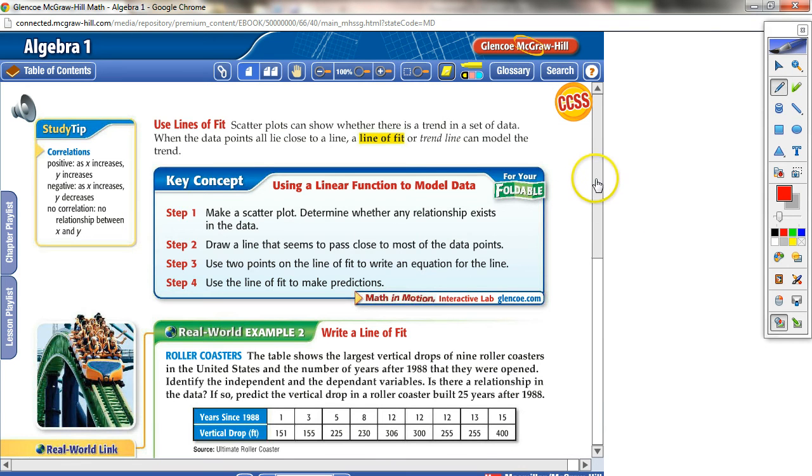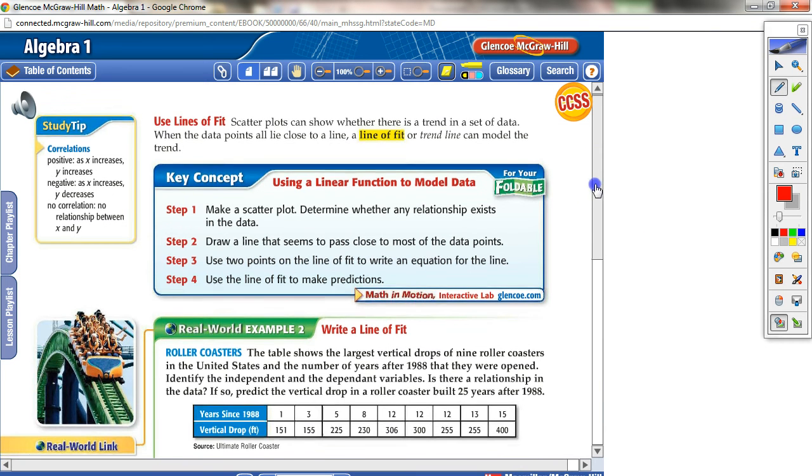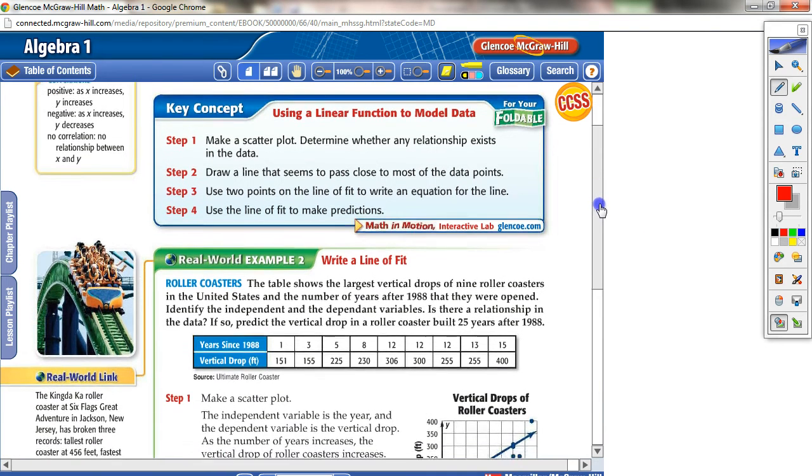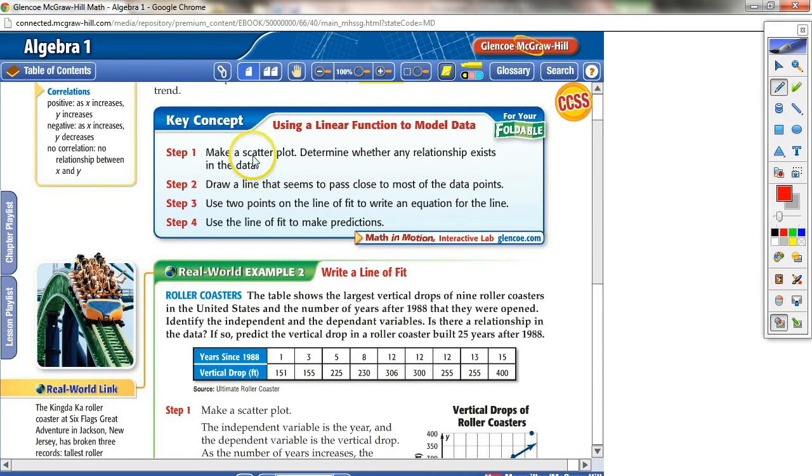Okay, this is going to be a nice short lesson. Okay, so using a linear function to model data. Step 1, you're going to make a scatter plot, determine whether any relationship exists in the data, such as positive or negative or none. Step 2, draw a line that seems to pass close to most of the data points. Step 3, use 2 points of the line of fit to write an equation for the line. Step 4, use the line of fit to make predictions.